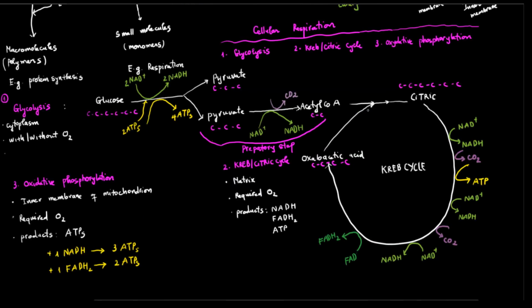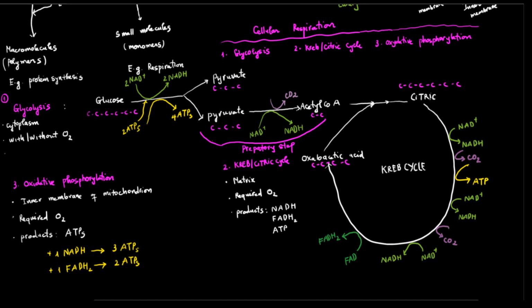Krebs cycle or citric cycle requires oxygen. If after glycolysis oxygen is not available or is not around, then we will have a fermentation instead of citric or Krebs cycle. So oxaloacetic acid combines with acetyl-CoA and forms citric acid. Citric acid then will undergo a number of complex reactions and will be converted back into oxaloacetic acid.